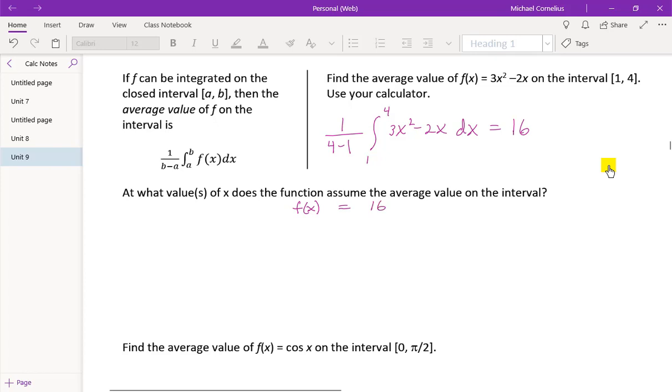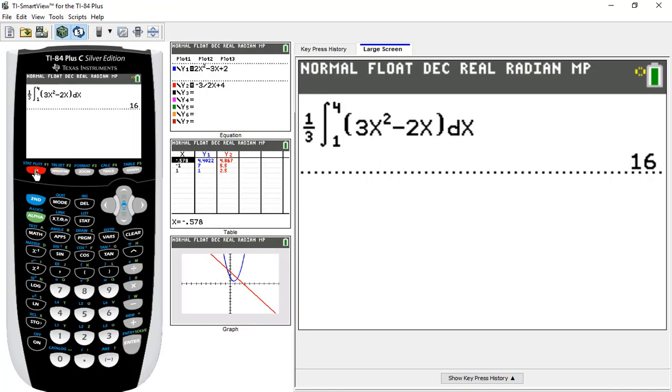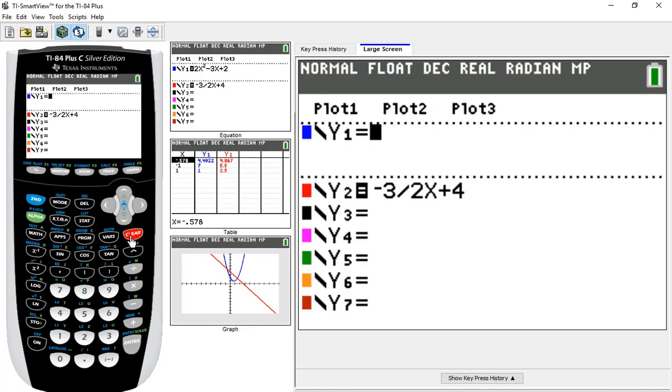If we take and set 3x squared minus 2x equal to 16, again we're going to use the calculator. We're going to plot this as y1 and plot 16 as y2, and we're going to see where those two intersect. So we're going to go back here to our y window. We'll clear these out. I'm going to pop in the first one. Our first one's going to be 3x squared minus 2x.